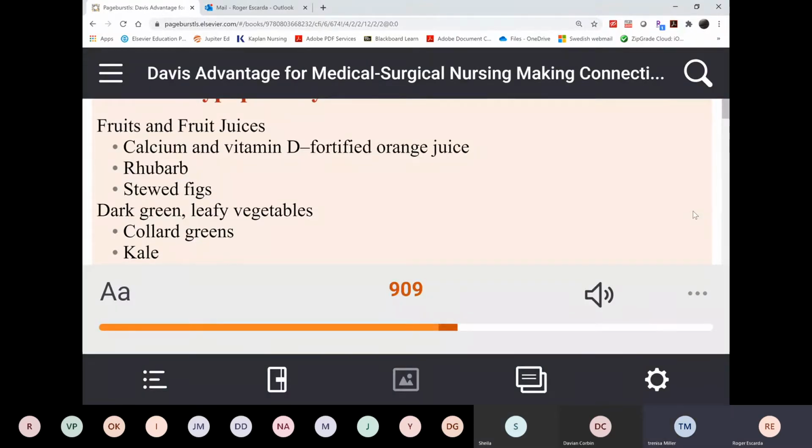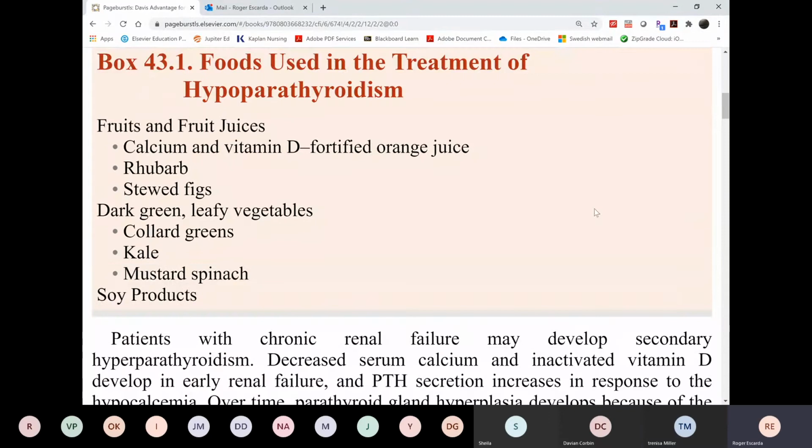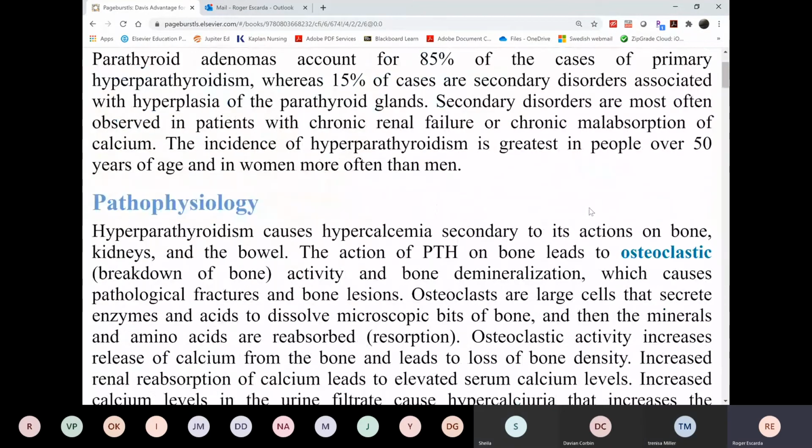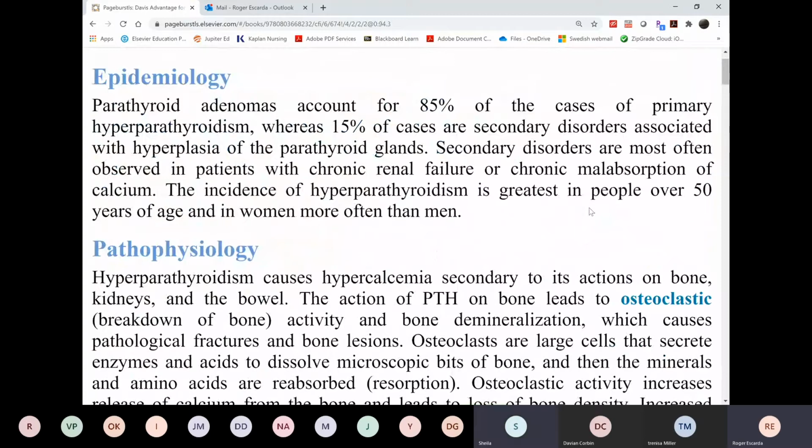It's really simple. Now let's go to hyperparathyroidism. What are the causes? This time is Lou. What are the causes of hyperparathyroidism? How do you get it?